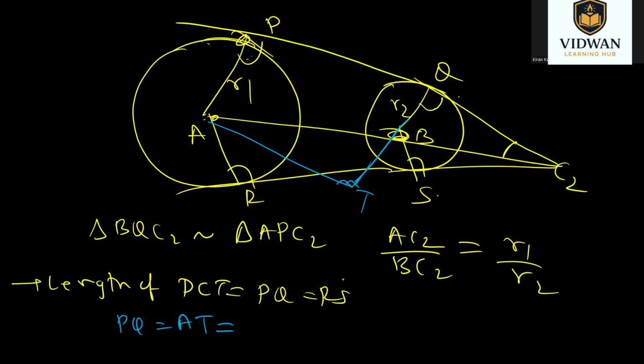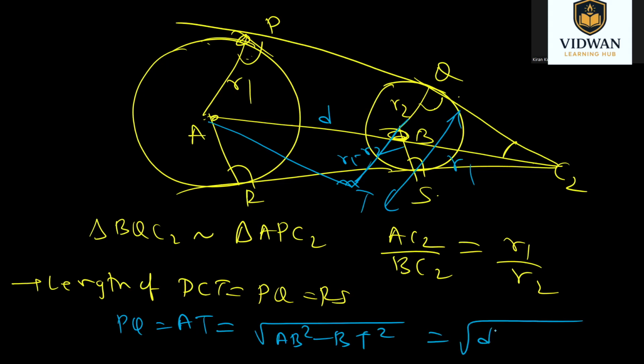And if you have to find AT, you know that AB is D. And this distance will be same as R1, because AP and these two are same, because these 4 points are forming a rectangle. So obviously, if this BQ is R2, this total is R1. This part BT will be R1 minus R2. So by Pythagoras theorem, AT would be root of AB square minus BT square. So we will be getting a formula: root of D square minus R1 minus R2 whole square. This is the formula to find out length of direct common tangent.